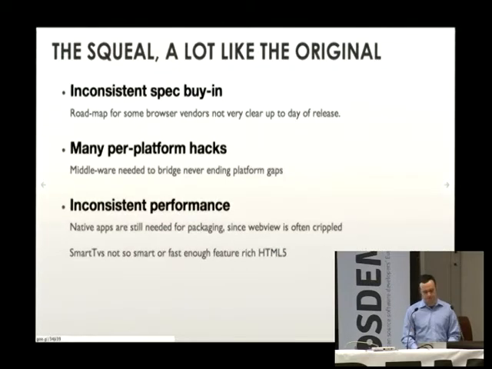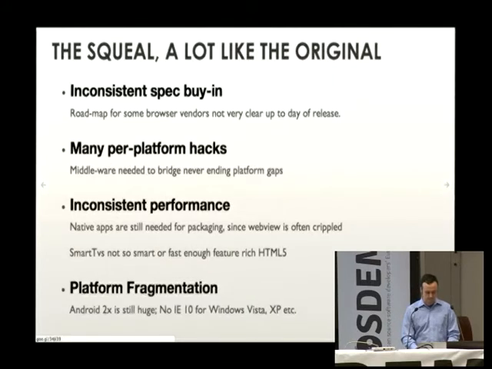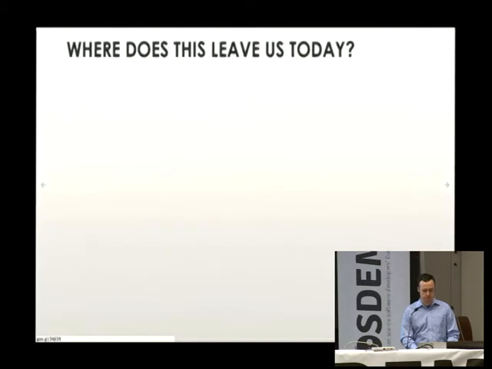And then many platform hacks, as there's still inconsistency. Inconsistent performance. HTML5 has gotten a lot faster in terms of a first-class browser experience, but as you try to embed that experience in other contexts, things get complicated. Smart TVs also not so smart sometimes. Limited HTML5 implementations, not fast enough. A lot of platform fragmentation. Android's still huge.